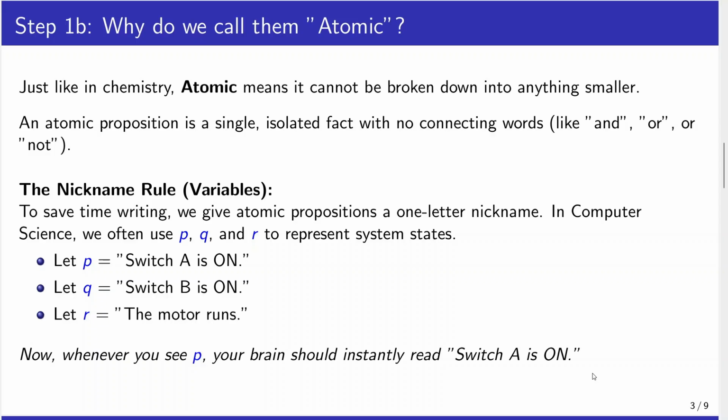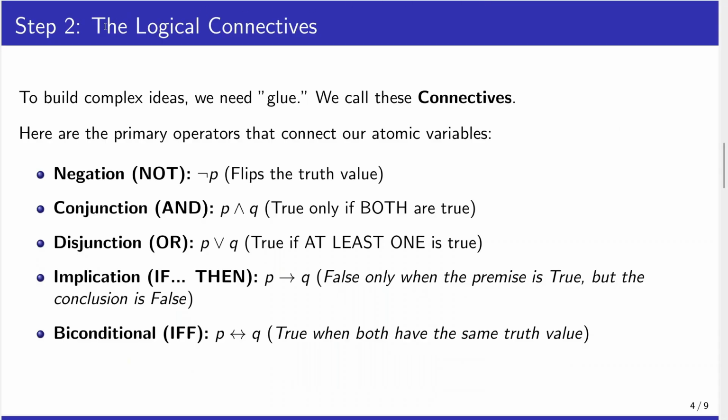So we have our basic materials, our atoms, but to build complex ideas, we need some glue to hold them together. In logic, this glue is called connectives. Here are the primary operators you need to know. Don't worry about memorizing them all at once. We will practice with them. First is negation, or the not operator. It looks like a little right-angle hook. If we write not P, it simply flips the truth value. If P was true, now it's false.